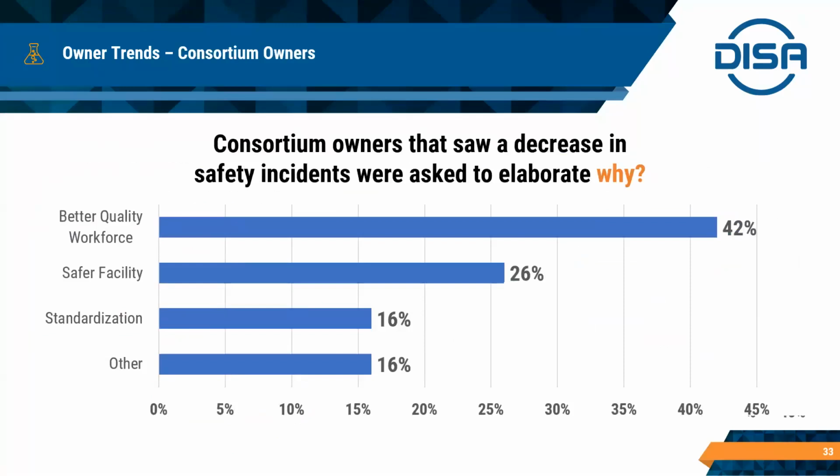Consortium owners that saw a decrease in safety incidents were asked to elaborate why. And again, it goes back to the better quality of workforce at 42%, who believe that contributed to a safer facility at 26%, and then standardization rounded out that top three.